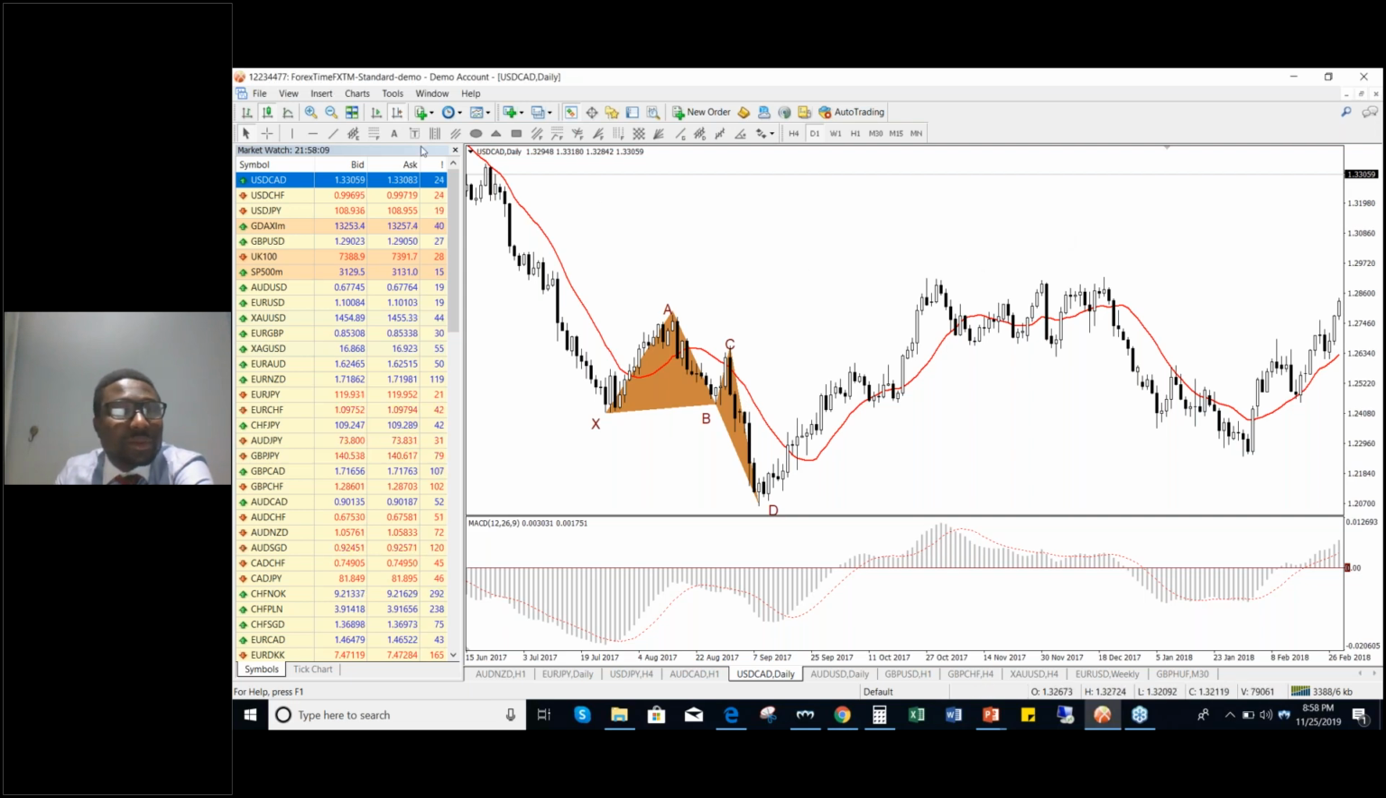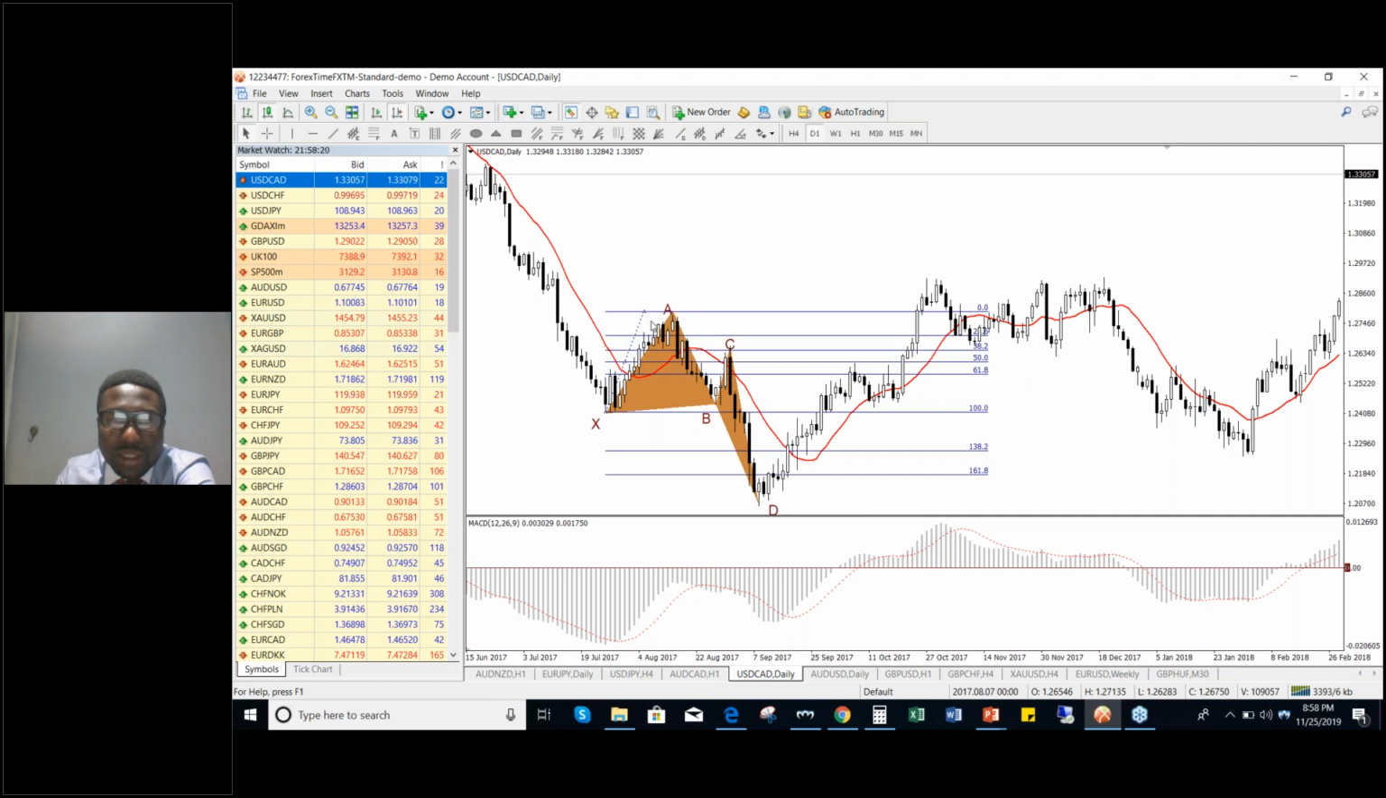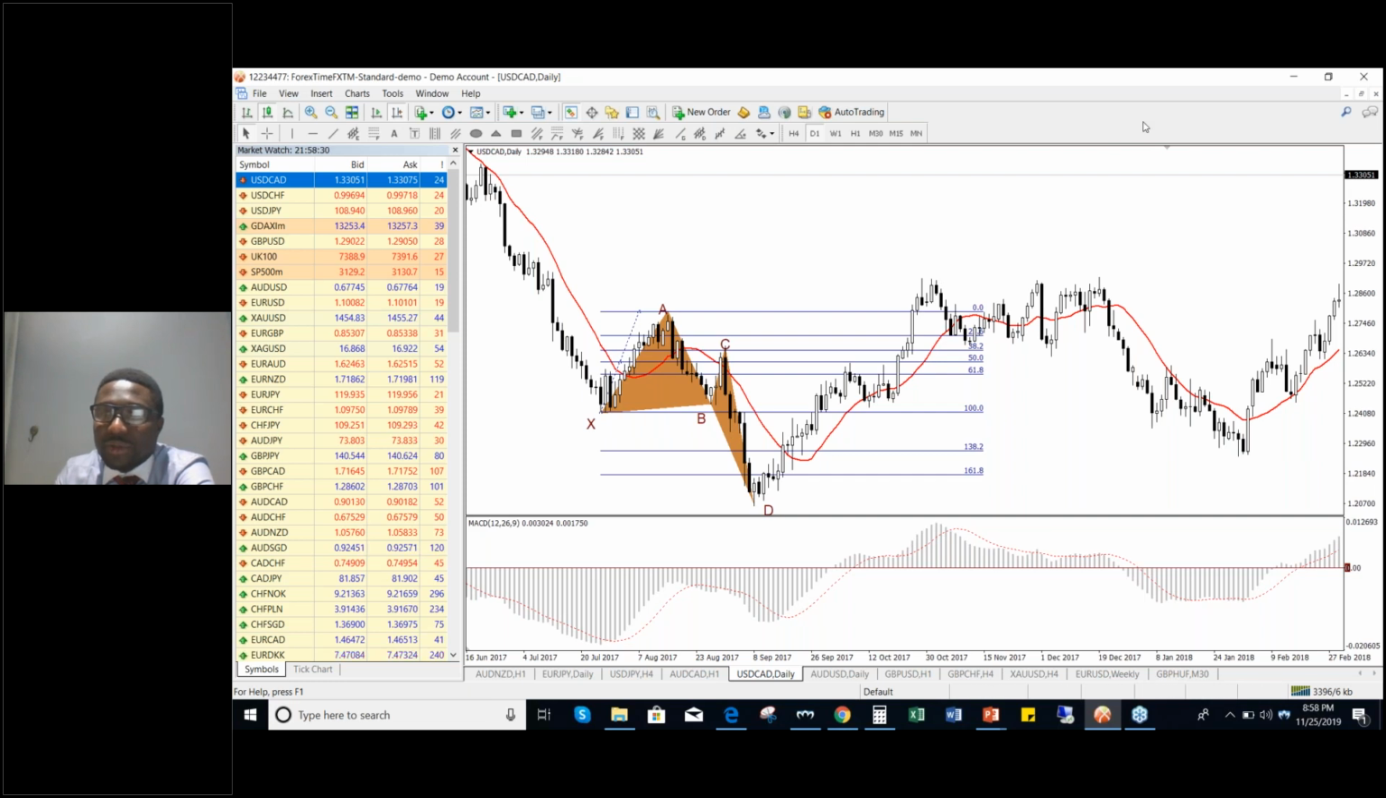Okay, so I'll begin my measurement from point X to point A. Did it get up to 100? What retracement do we have there? So far we have it at 61.8.